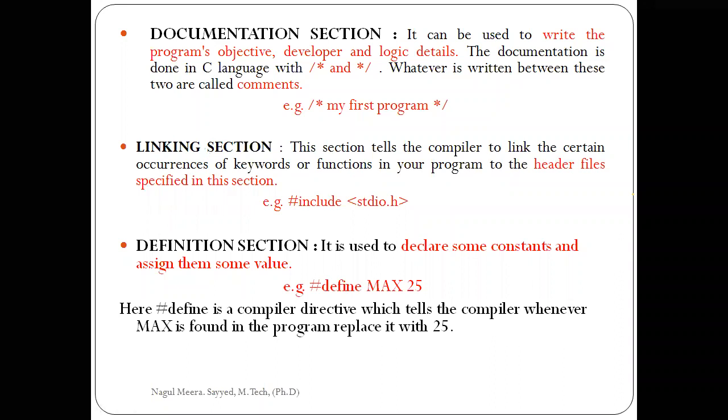The linking section is another section. This section tells the compiler to link certain keywords or functions in the program to the header files specified in this section. Simply, the linking section consists of header files. This is necessary in every C program. Without the linking section, we can't write a program. The documentation section we may or may not write, and our program will execute, but the linking section is a must.